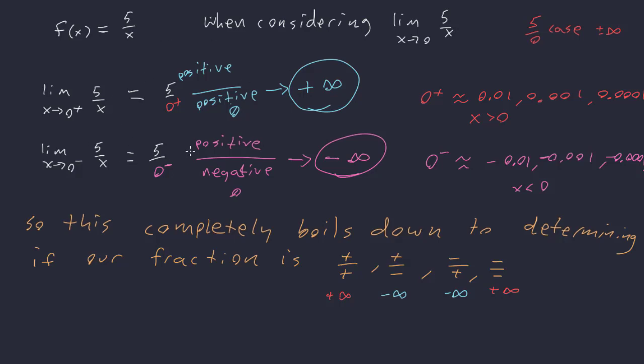Okay, once we do that on either side, then that tells us finally that the limit from both sides of this function, 5 over x, does not exist, right? Because it's positive infinity on one side and negative infinity on the other. However, that's not always the case, since we saw before that 5 over x squared gave us positive infinity on both sides.